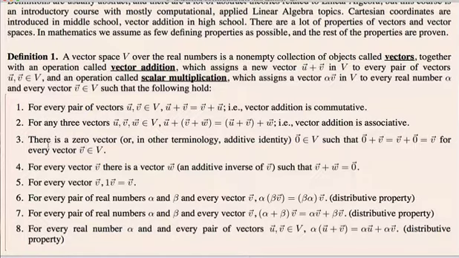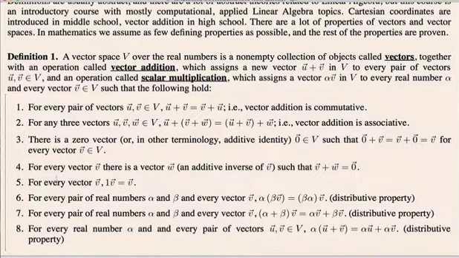Property 3 is that there is a zero vector, which is also called the additive identity. This is usually denoted with zero vector notation. And the property of the zero vector is that 0 plus v equals v plus 0 equals v for every vector v. That means when you add 0 to any vector, it doesn't matter in what order, it doesn't change the vector v.